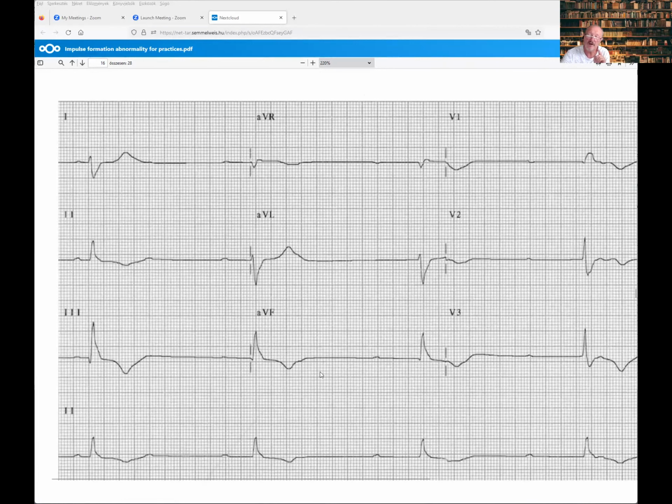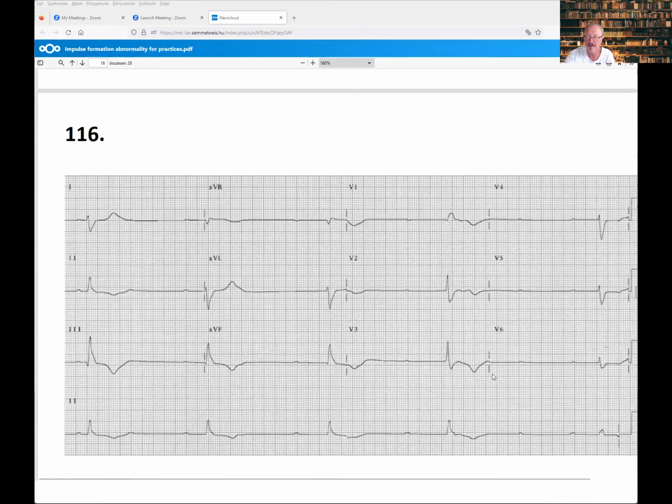No, not because we do have P waves, but because the RR intervals are very far from each other. This is why there is bradycardia. But do we have any connection between the P wave and the QRS complex? Connection between them? No, not at all. So that means we do have a ventricular escape rhythm and a complete block between the atrium and the ventricle.